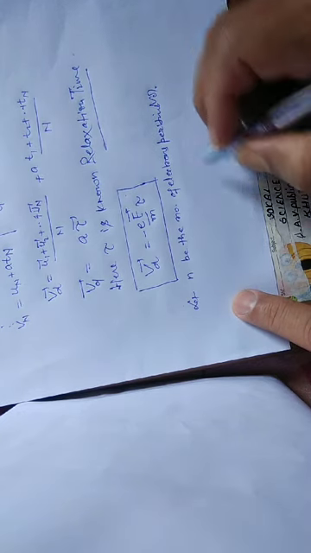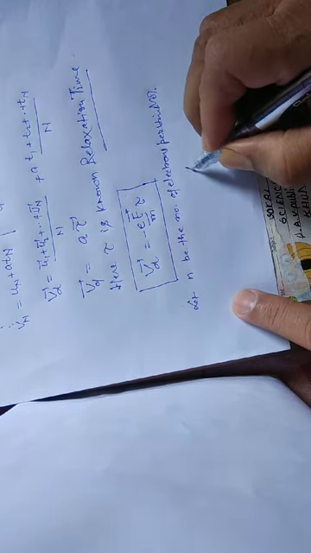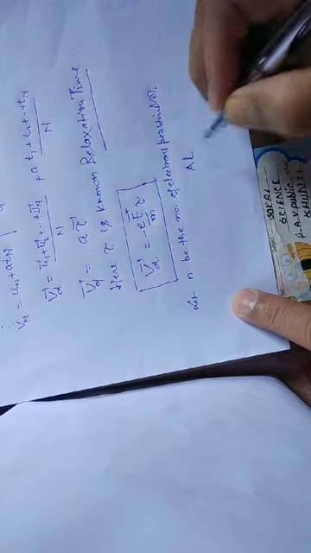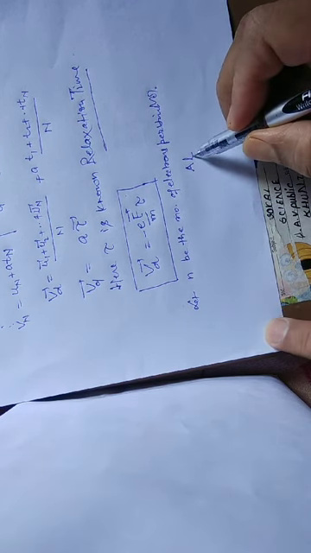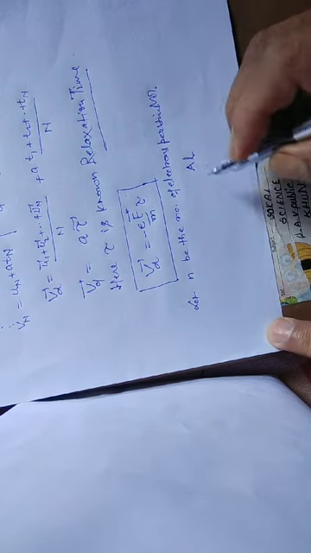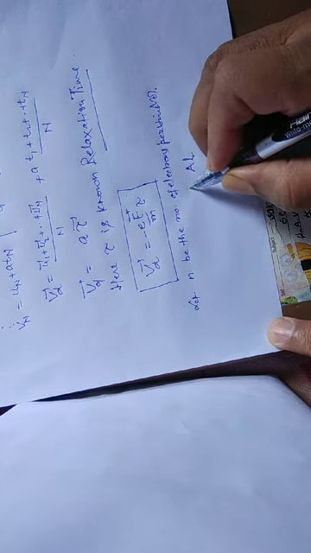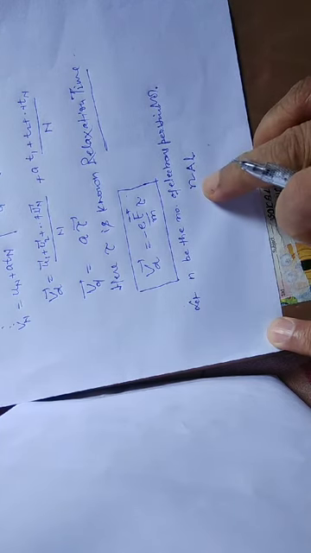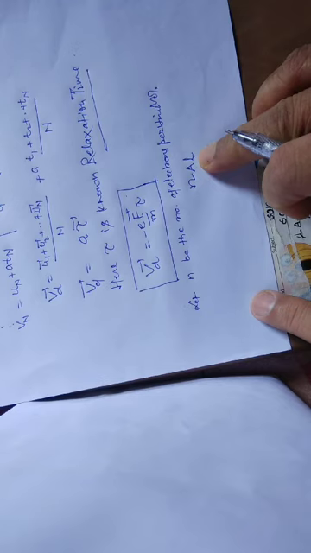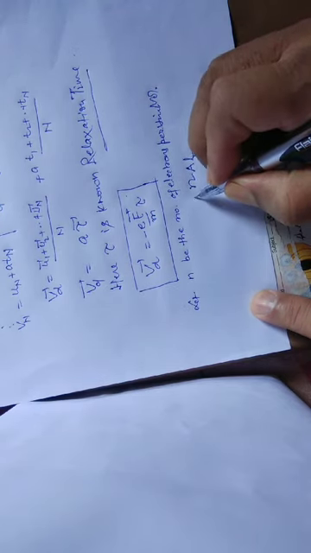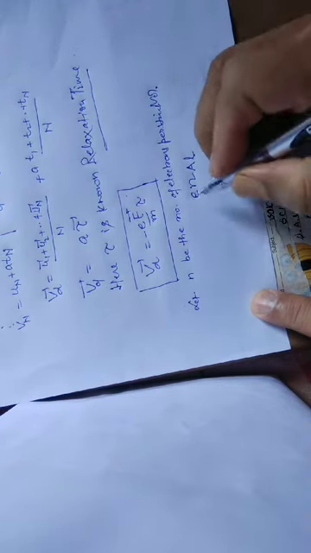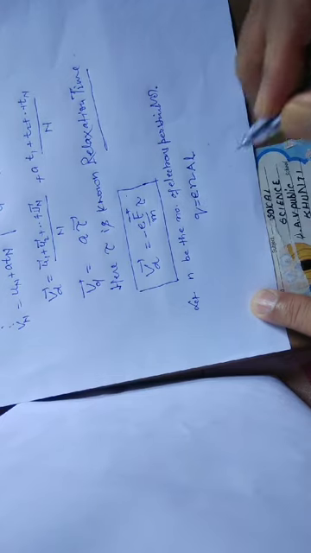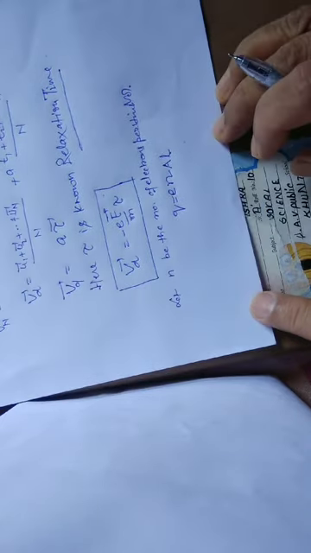Then A is the cross-sectional area of the conductor and L is the length of the conductor. So A into L will give you the volume of the conductor. If you multiply it by n, you will get the total number of free electrons present inside the conductor. And when you multiply it by the charge on an electron, you will get the charge present inside the conductor.